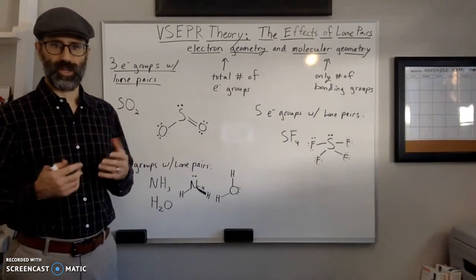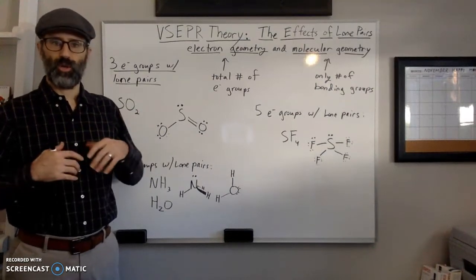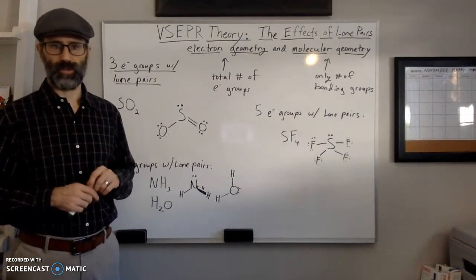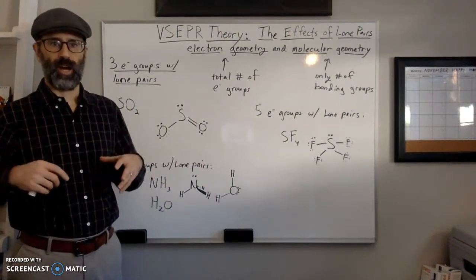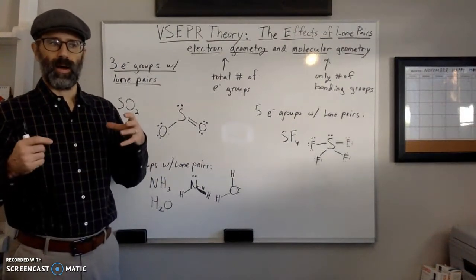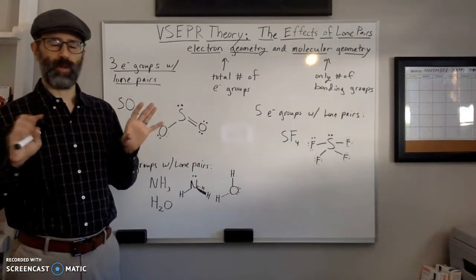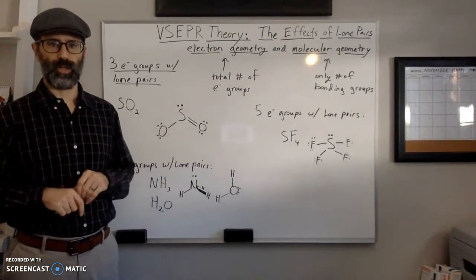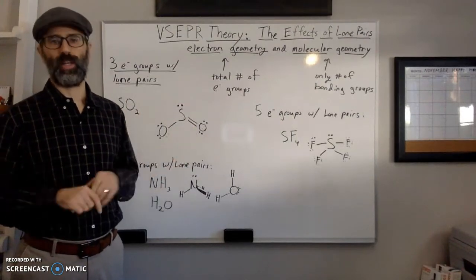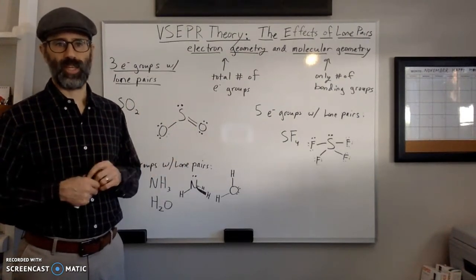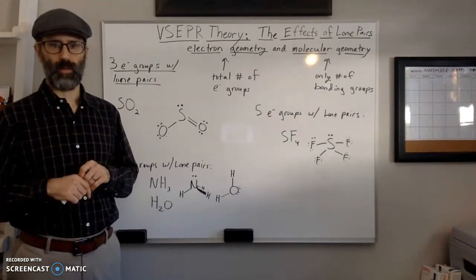And in addition, as soon as you put lone pairs on your central atom, you will not have ideal angles. Again, the lone pairs take up more space. They have more of a repulsive force on the other electron groups, therefore pushing them away and towards each other. That changes the bond angles, so you're not going to have ideal bond angles.